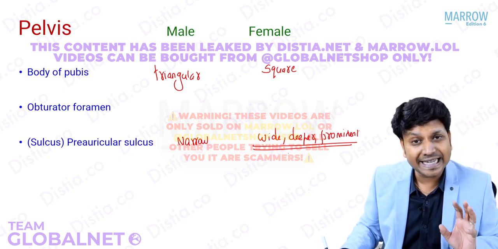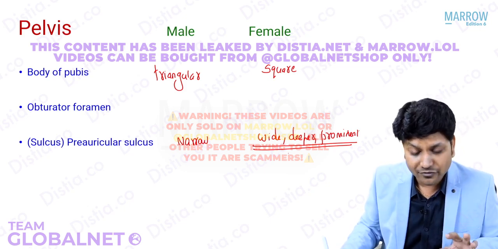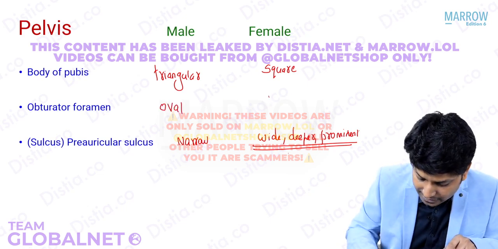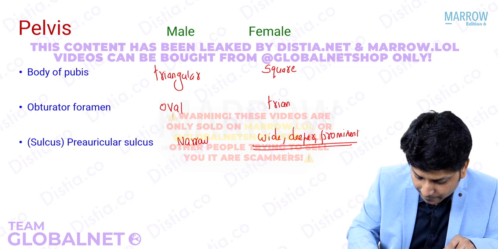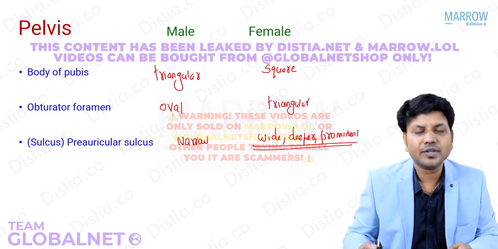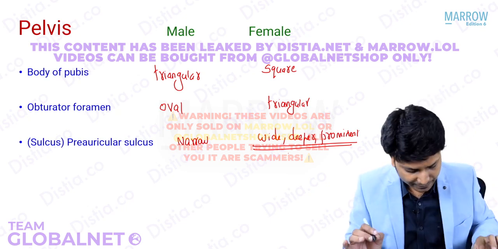Fine. So the next feature is obturator foramen. Obturator foramen in case of males, it is oval. In case of females, it is triangular, a little larger also. You can say it is triangular in case of female, right?